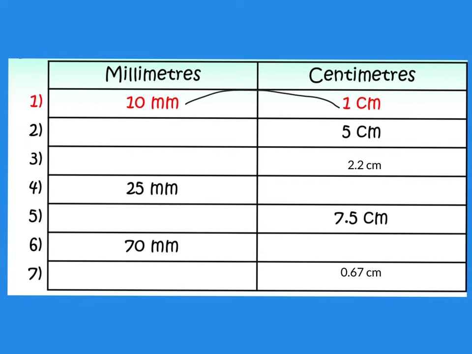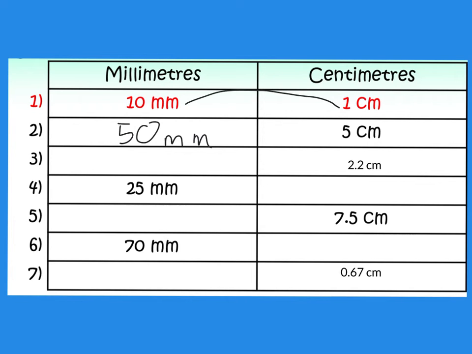So second question then is 5 centimetres. So if we know that there are 10 millimetres in 1 centimetre, I mean 20 millimetres in 2 centimetres, and 30 in 3 centimetres, and so on. So the answer to this one would be 50 millimetres, okay? Because for each centimetre, there are 10 millimetres. Okay, I would like you to pause the video because I would like you to complete the rest of the examples now on your own.